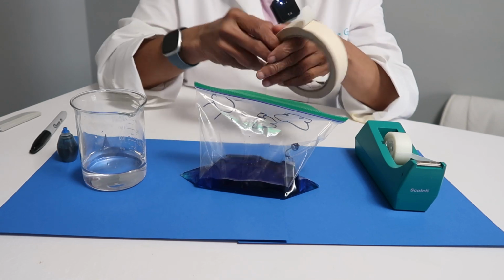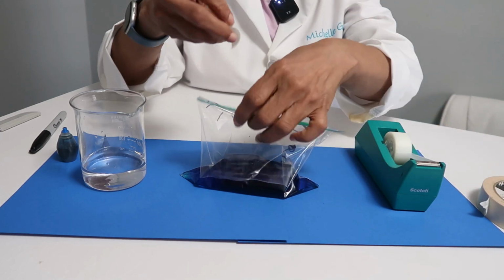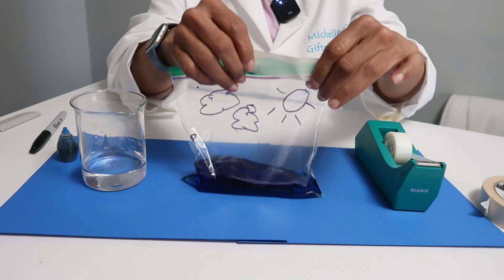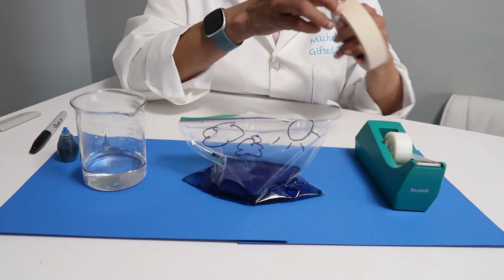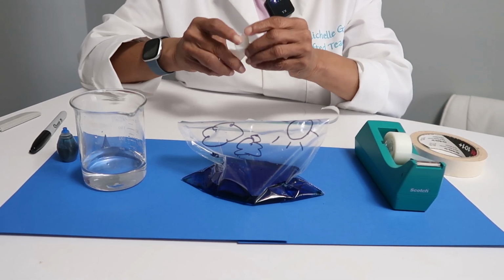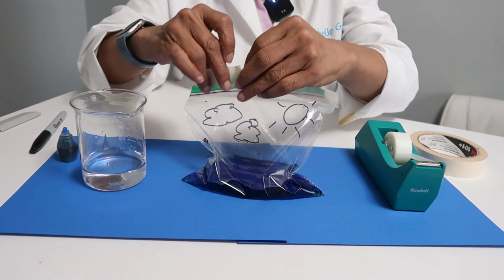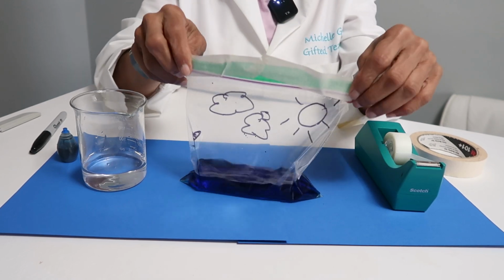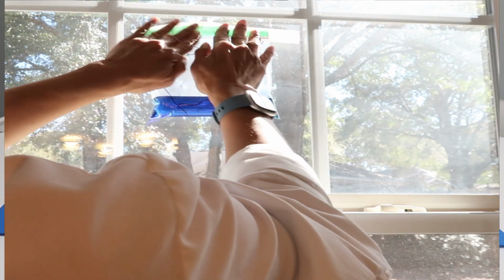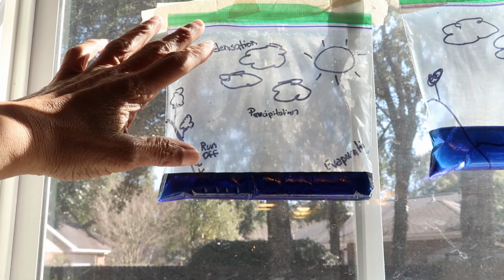Next, you will take your tape and you're going to put tape at the top part of your baggie. Place your baggie on a window where the sun is shining in and observe for the next few days.